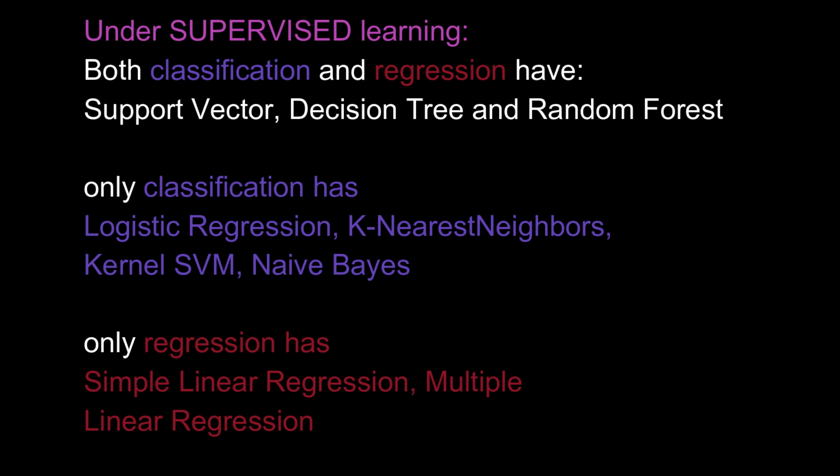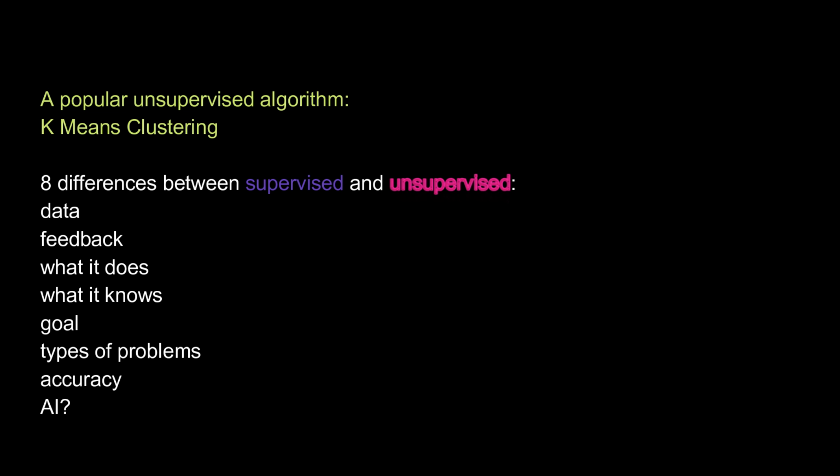What's a concise way of saying the difference between classification and regression? Classification predicts a class, hence classification. Regression predicts a value. What is the one common algorithm for unsupervised learning? K-means clustering.